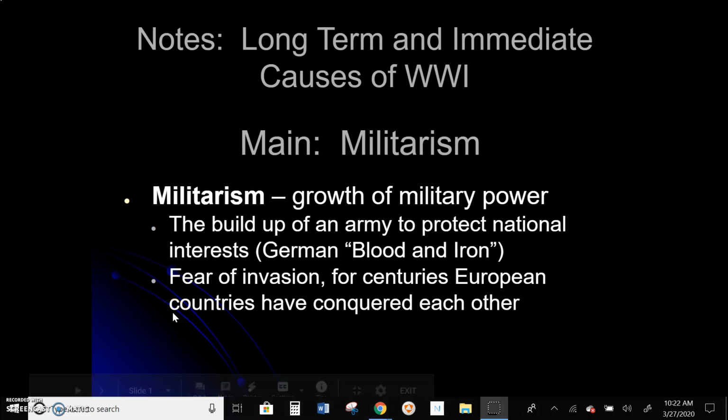So the intention of these notes is for us to understand the main causes of World War I. And we can really understand these four simple causes using the acronym MAIN, M-A-I-N, each letter standing for one of the four major causes that led us to World War I. And the M is militarism.